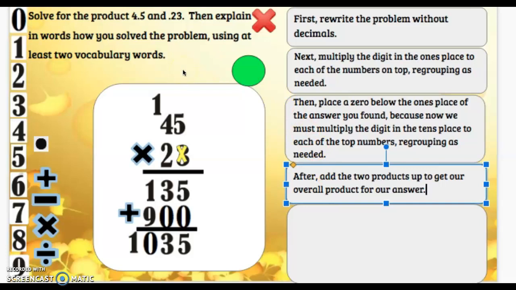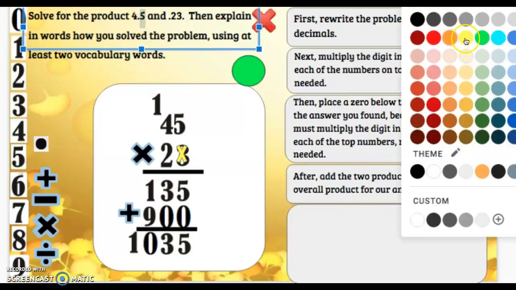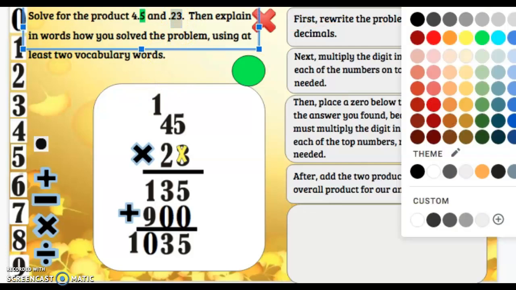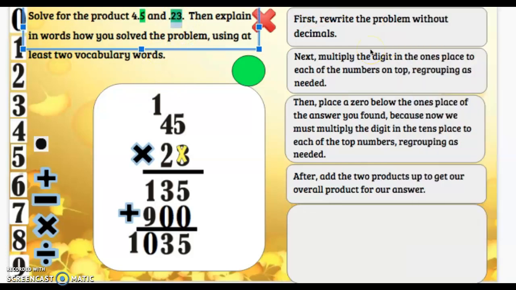So now, since we have our overall product, we have to count how many digits are behind the decimal point in the original problem. So I have a 5 and I have a 2 and a 3. So I have a 5, 2, and 3. That is 3 numbers that is behind the decimal point.